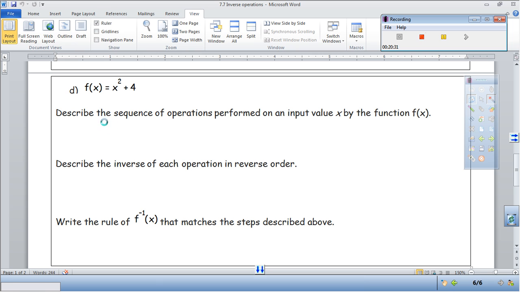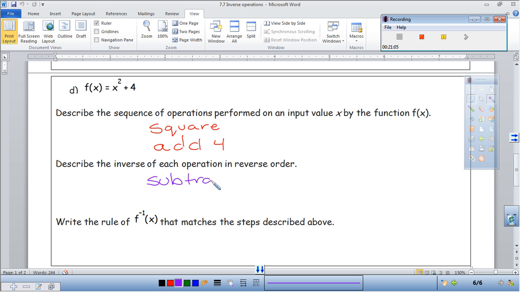What did you describe as the operations performed on the input of x? What did you do first? Big one. Add 4. Tina, what did you do? Tina, what is the inverse going to be then? That's the opposite of squaring and square rooting.